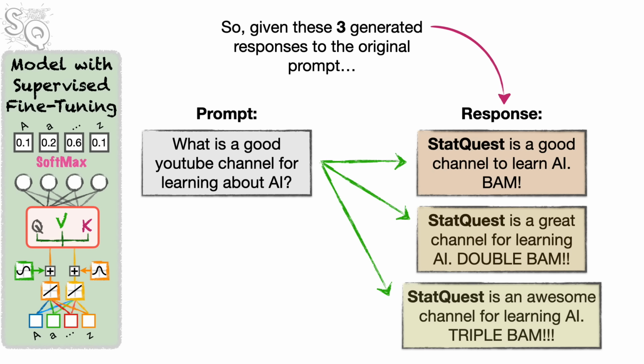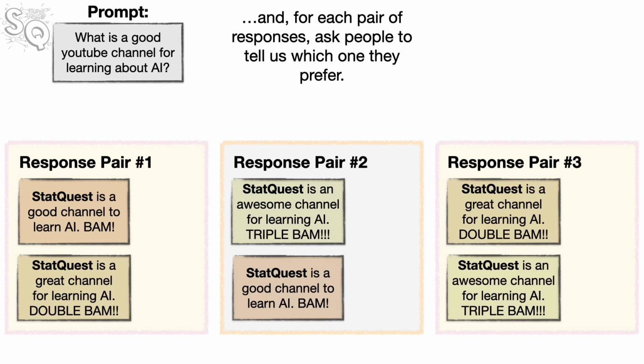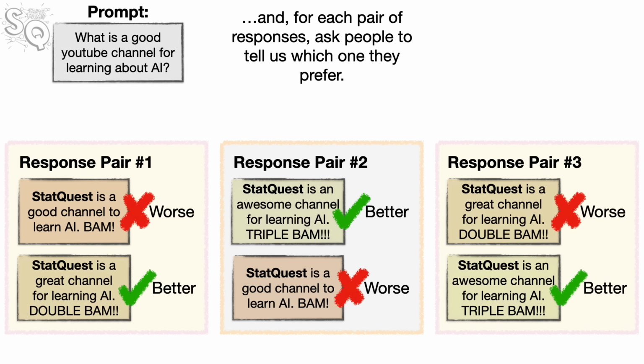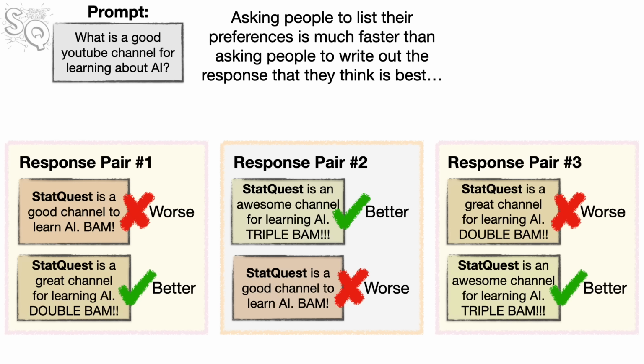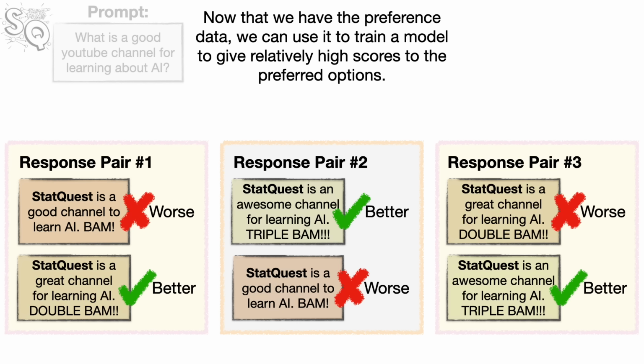So, given these three generated responses to the original prompt, we can list all possible pairs of responses. And, for each pair of responses, ask people to tell us which one they prefer. Asking people to list their preferences is much faster than asking people to write out the response that they think is best. And these preferences are the human feedback bit in reinforcement learning with human feedback. Bam! Now that we have the preference data, we can use it to train a model to give relatively high scores to the preferred options.